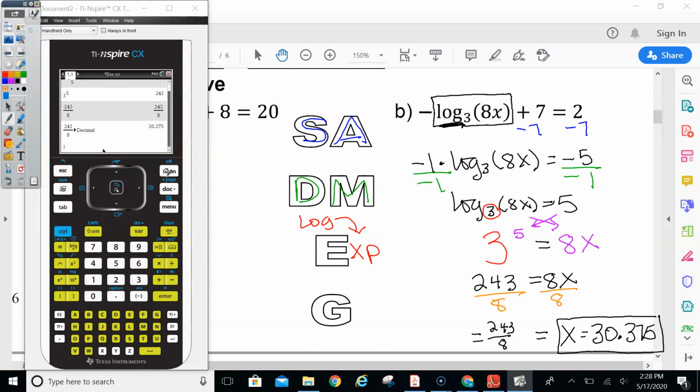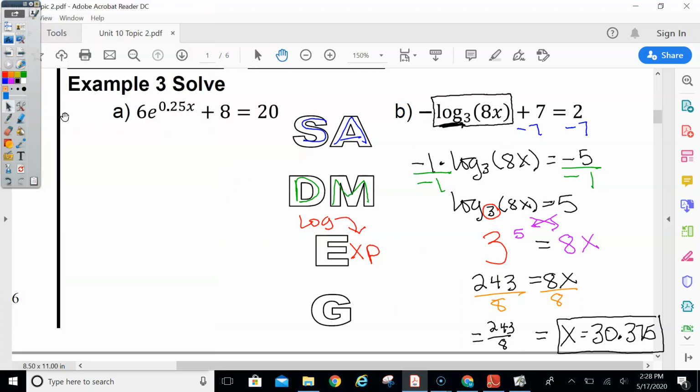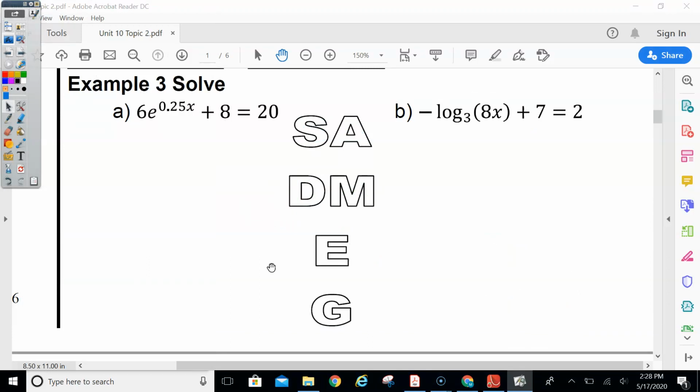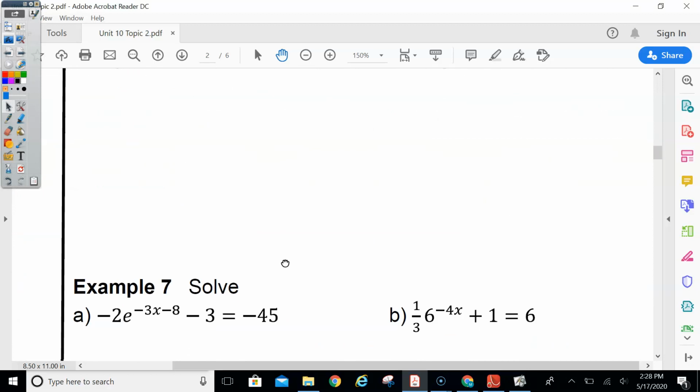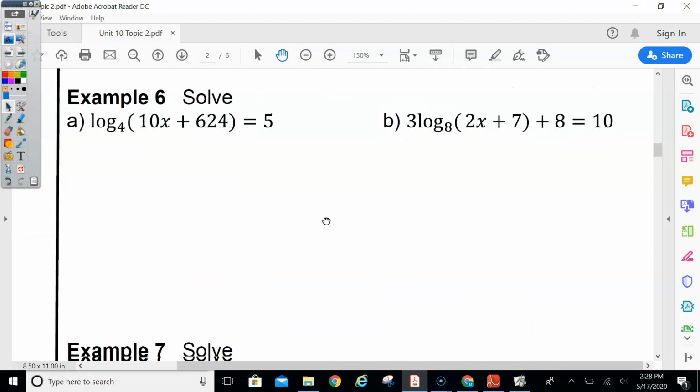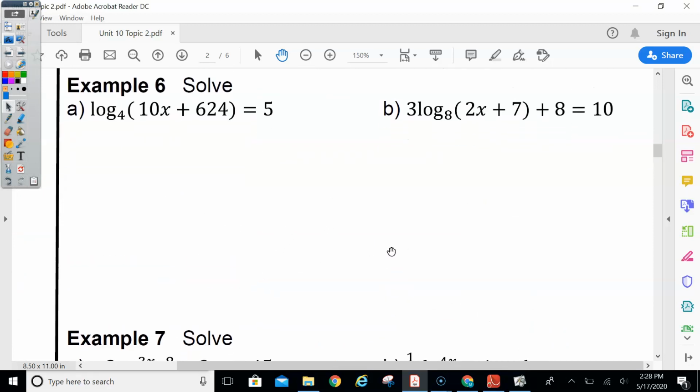Okay, so we'll come back and do part A with exponentials, but I want to do all the logs first. That way you can get those out of the way. Alright, so skipping to the next page. These are exponentials. So I'm going to do example 6 here because those are logs.